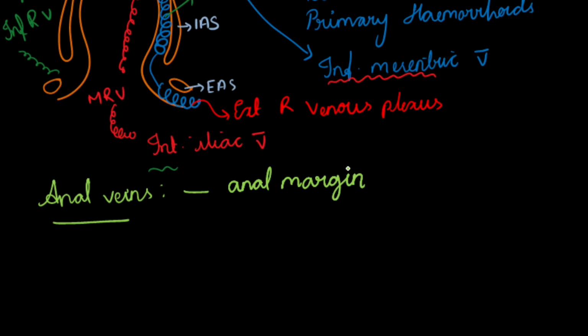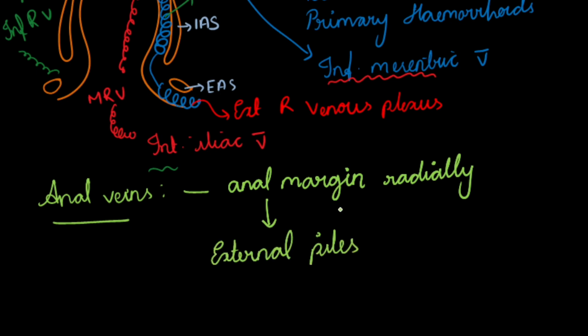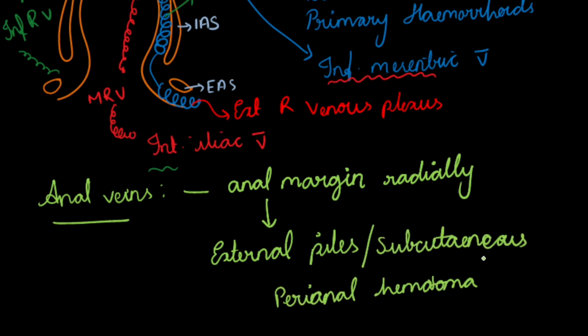These anal veins are seen in the anal margin arranged radially. So, whenever there is pressure in the anus because of the feces, an anal vein may rupture, and that leads to swelling in the anus, leading to the formation of external piles, which is mainly called a subcutaneous perianal hematoma, which we encounter in clinical practice mainly as external piles. This is all regarding the venous drainage of the anal canal.